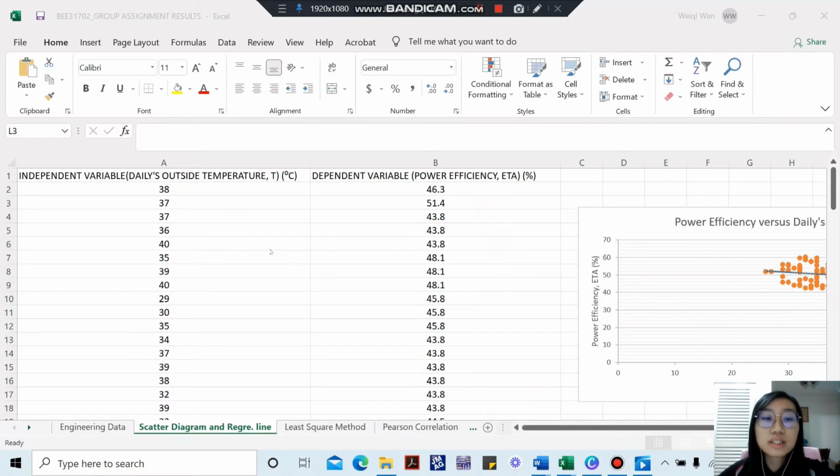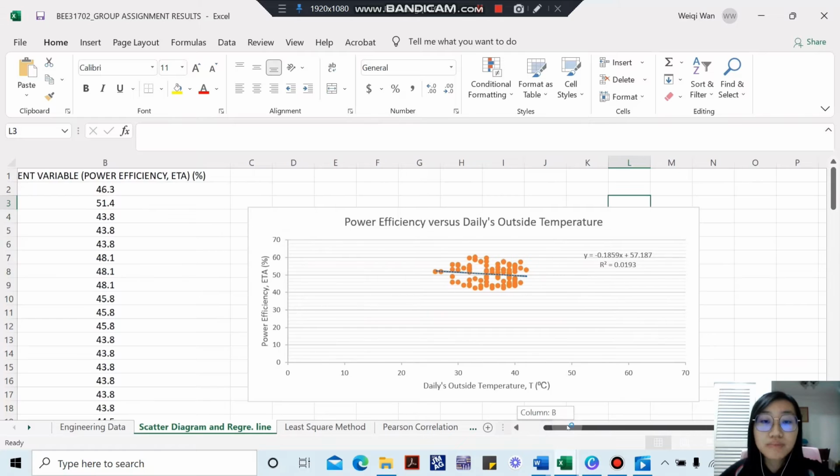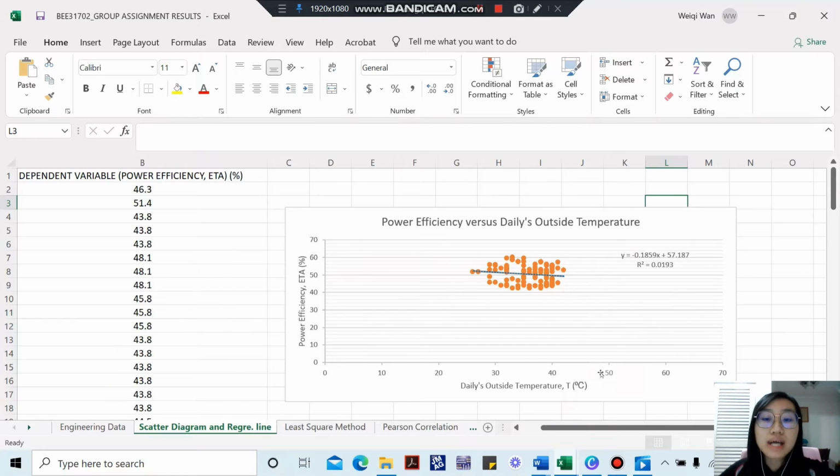Next, we will use the data for the independent variable and the dependent variable to plot the scatter diagram and also the regression line. And this is the scatter diagram. The x-axis shows the daily outside temperature T in degrees Celsius, and the y-axis is the power efficiency eta in percent, and the graph is named power efficiency versus the daily outside temperature.